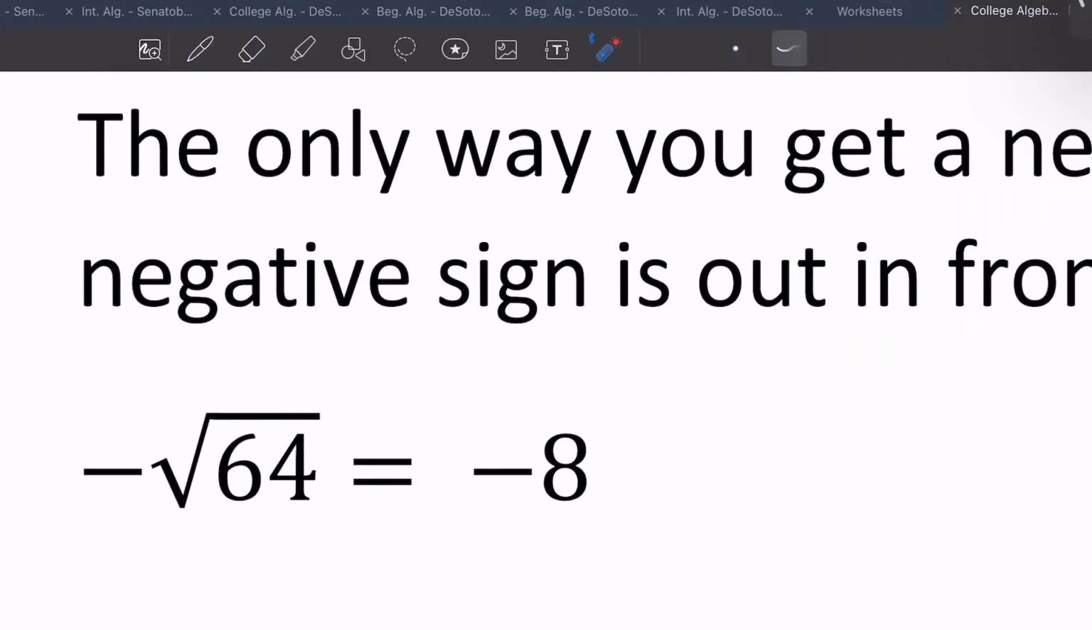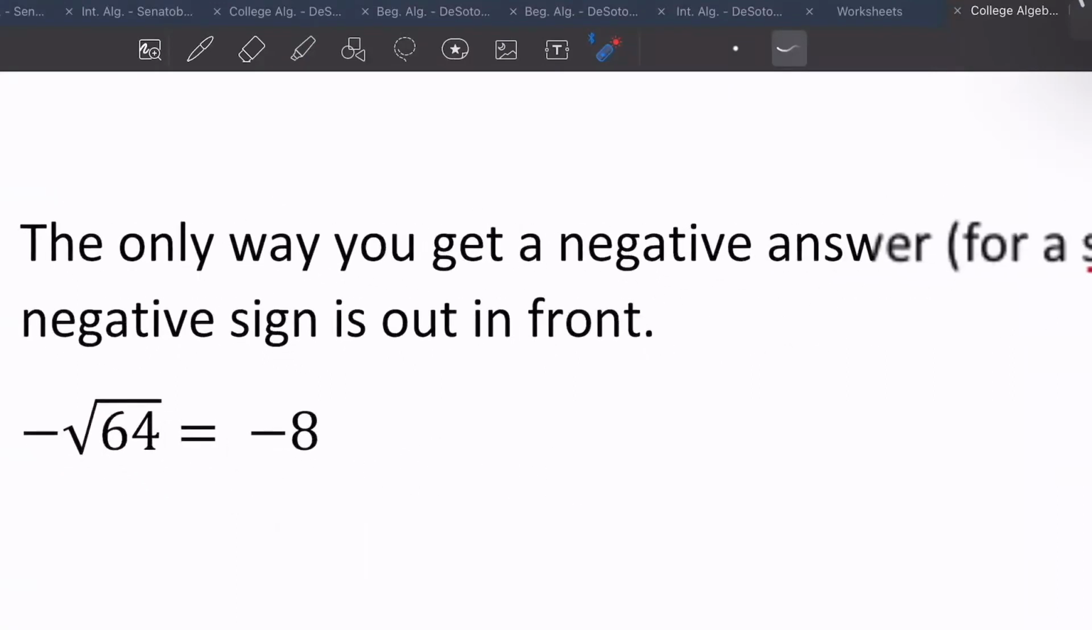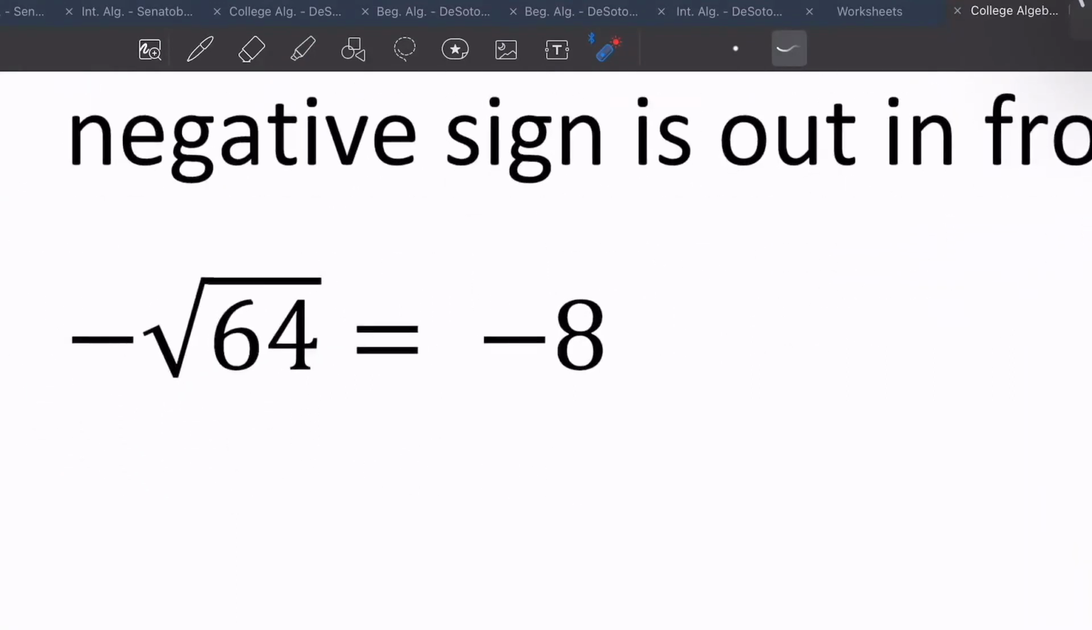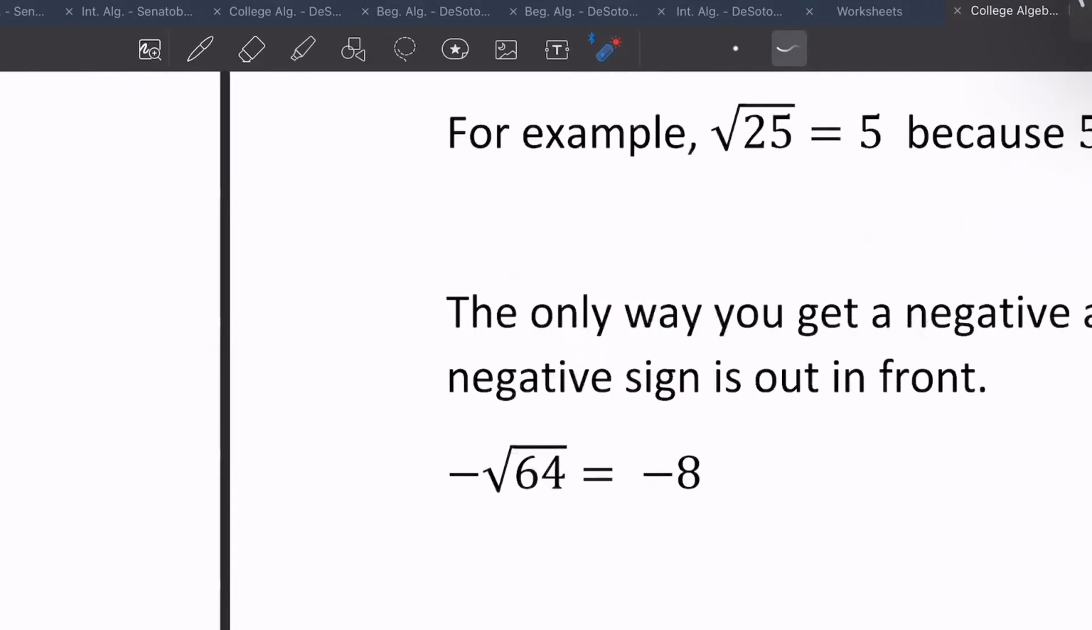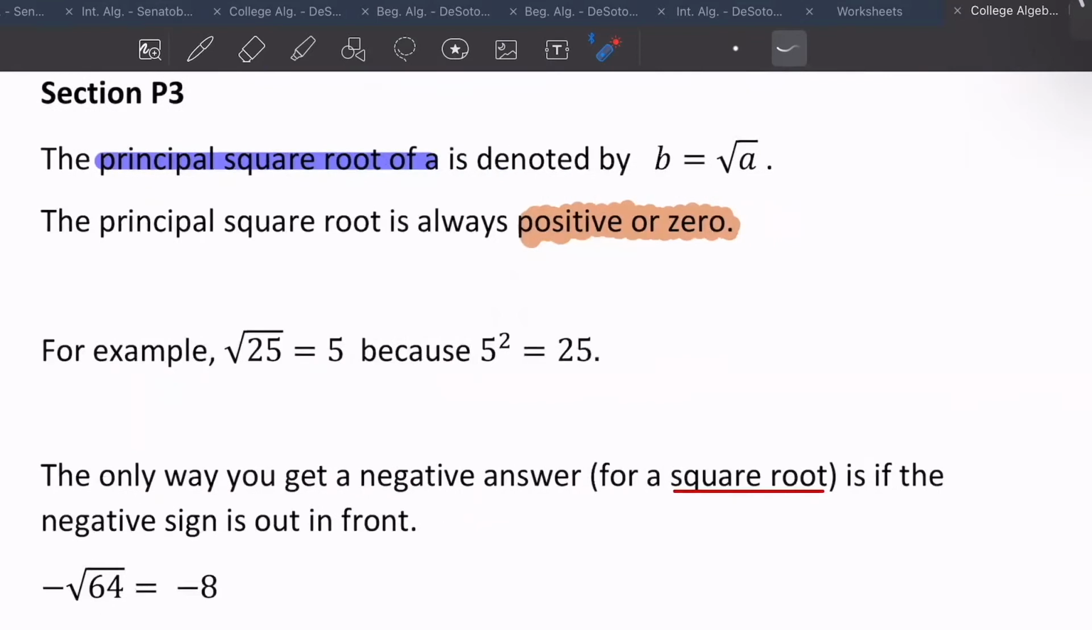Some students like to say that what I'm highlighting here is like a house. So 64 is under the house. The only way that you're going to get a negative answer for a square root is if the negative sign is outside the house, not inside the house. So then we get -8 in that case. That's the only way that we're going to have negatives running around with square roots.